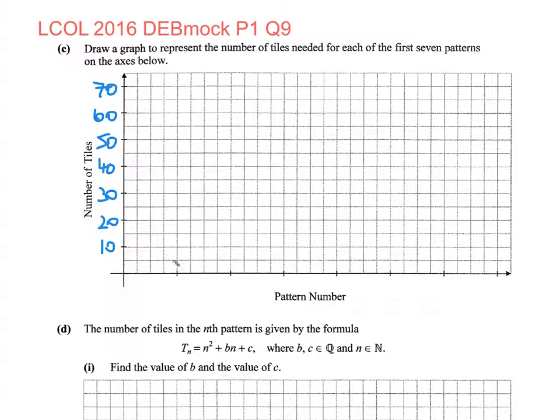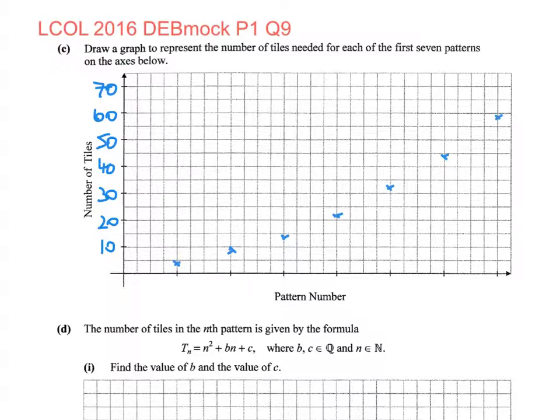So we're going to have 4, and then 8, and then 14, and then 22, and then 32, and then 44, and then 58.